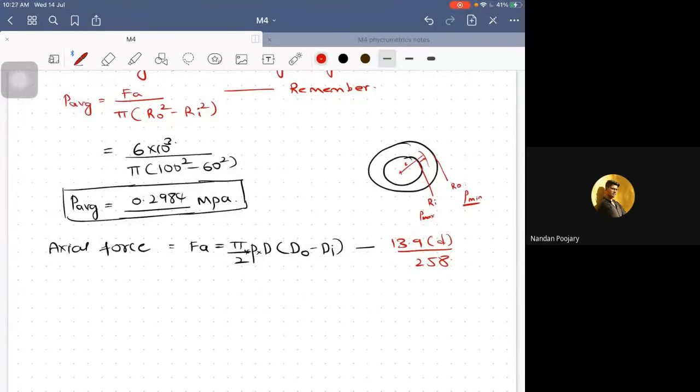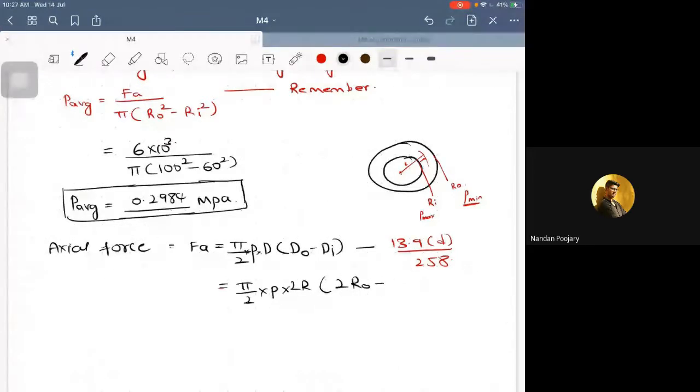Okay, now since all these are diameters, I just convert them into radius. So how to convert it? It is pi by 2 cross P cross D, in terms of R it is 2R. So 2R into 2 R naught minus 2Ri. Am I right?